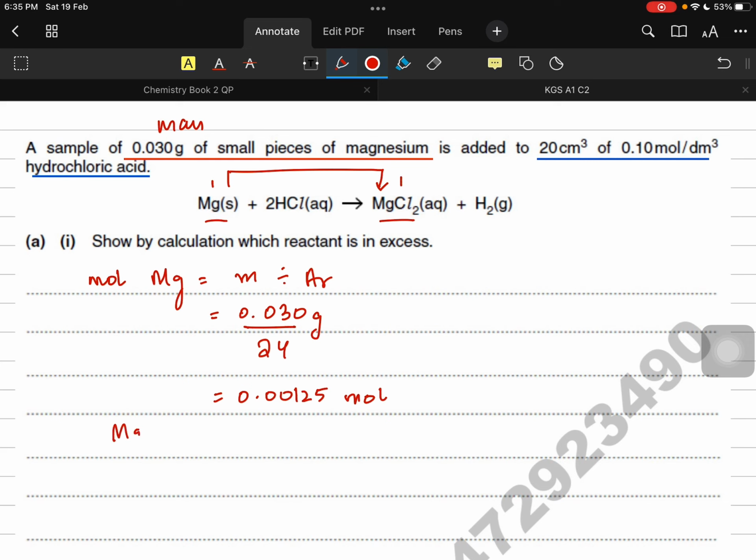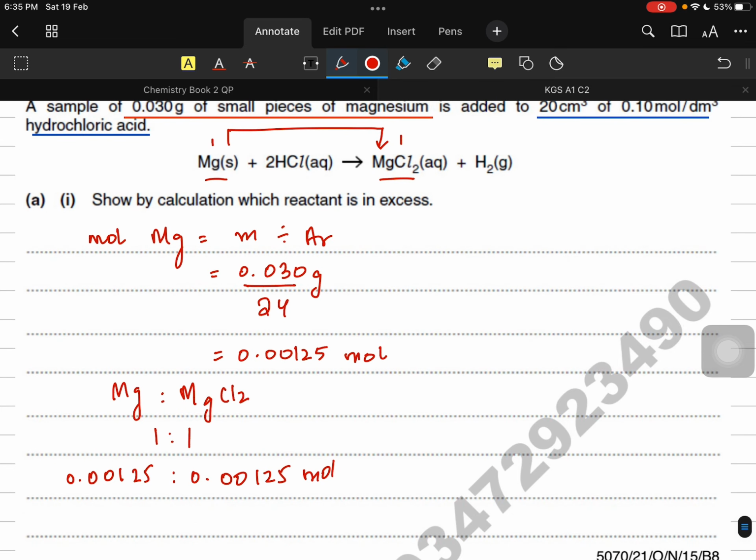If between magnesium and magnesium chloride the ratio is 1:1, then obviously 0.00125 mole magnesium will give us exactly 0.00125 mole product. So this is the moles of magnesium chloride. This is the first solution step done.